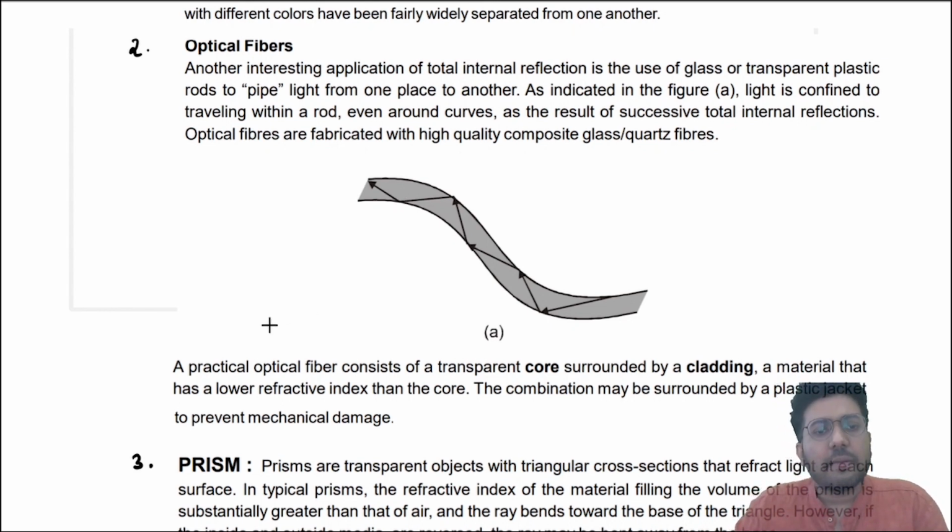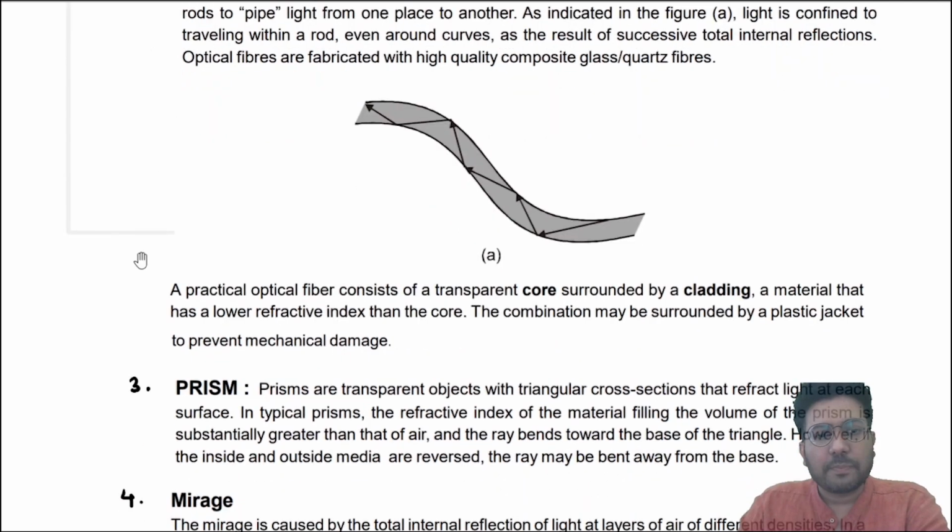Okay, a practical optical fiber consists of a transparent core. This is the transparent core. Sometimes it is also surrounded by a cladding or a covering, a material that has a lower refractive index than the core. The combination may be surrounded by a plastic jacket to prevent mechanical damage. That is a different thing. That is not useful for reflection.